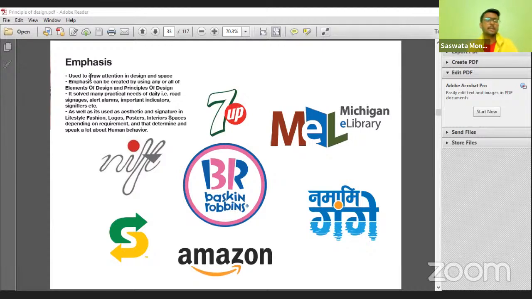So I just mentioned what is written over here. It says that emphasis is used to draw attention in design and space. Emphasis can be created by using any or all of the elements of design and design principles. It solves many practical needs of daily life, that is road signals, alert alarms, important indicators, signifiers, and so on.